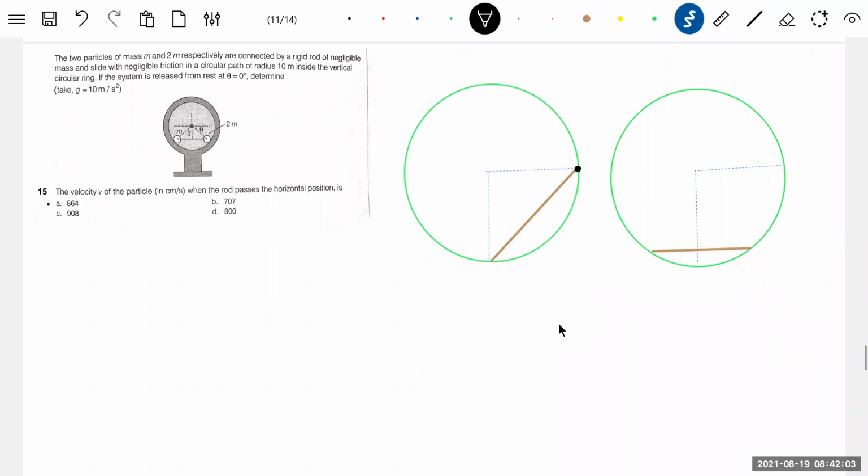So here the bobs should be in contact with the inner wall. This is the position in which they are released. You see, no? What will happen to them?